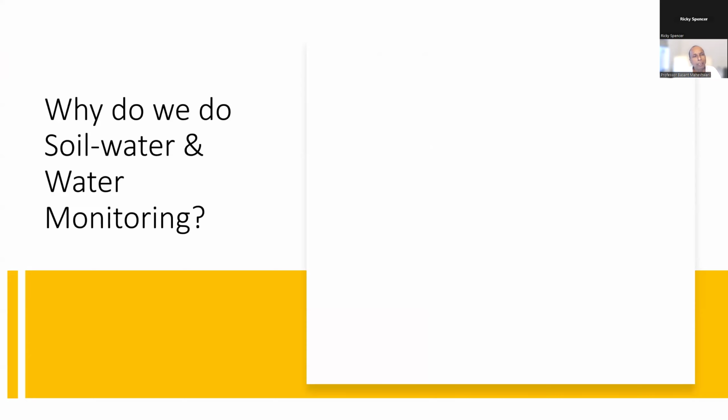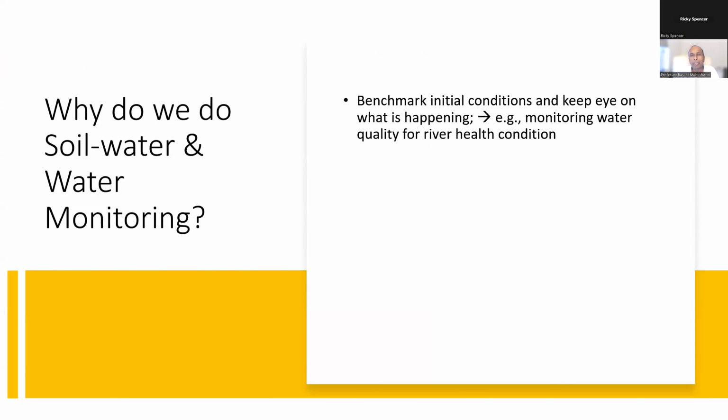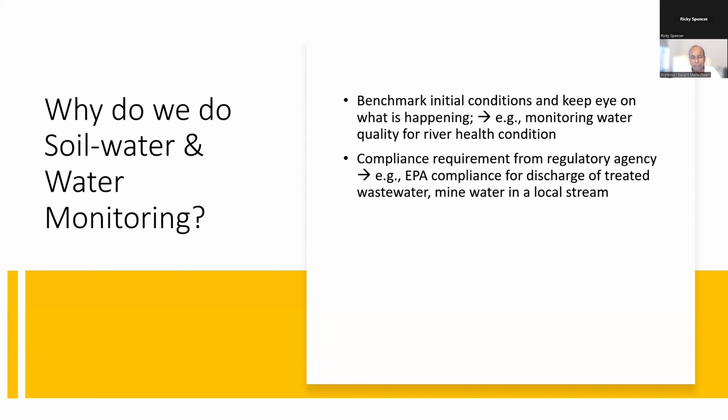So why do we do soil water and water monitoring? The first thing is we want to benchmark the initial condition and keep an eye on what is happening. If we want to manage these resources, we really need to have a benchmark. So monitoring water quality for river health, for example, can help us see if the river health is changing and how it is changing. Sometimes it's a compliance requirement from a regulatory agency like the EPA for discharge of treated wastewater or mine water into a local stream, so we need to monitor.